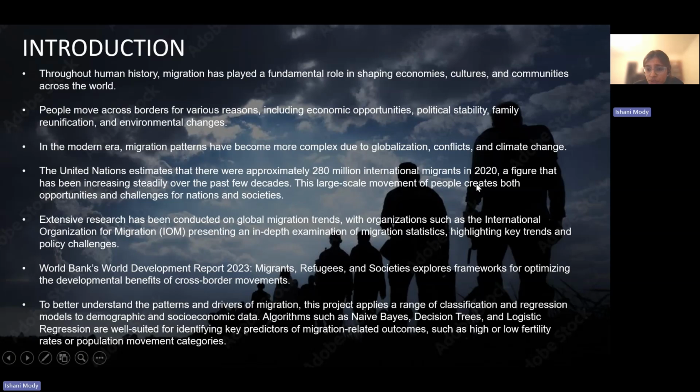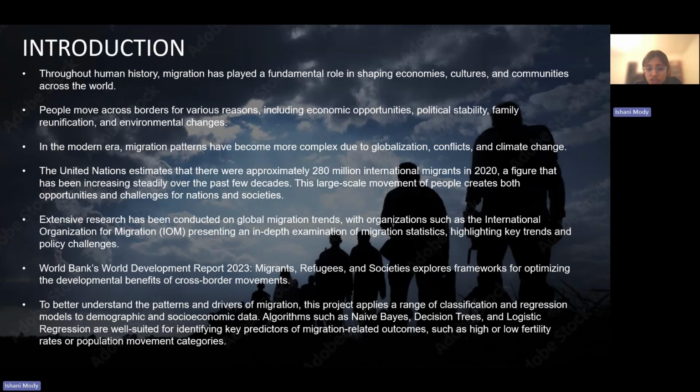Because of this large scale movement of people crossing borders, it creates opportunities and challenges for different nations. A lot of extensive research has been done by the International Organization for Migration and the World Bank, where they conducted examinations of migration statistics and highlighted key trends. But while these reports offer valuable insights, they often focus only on broader regional trends or specific migration crises. This leaves gaps in understanding at a much more granular level, and that's what this project seeks to address.